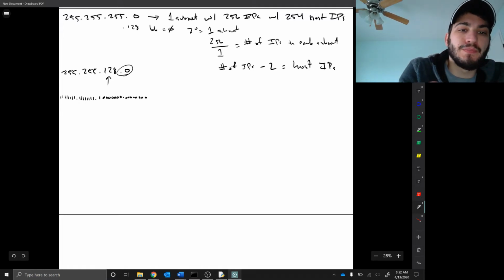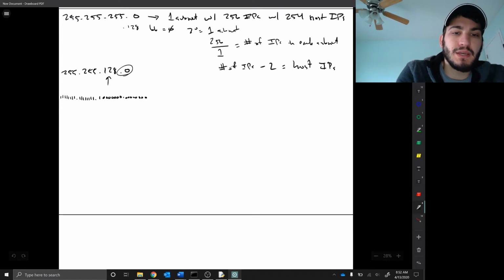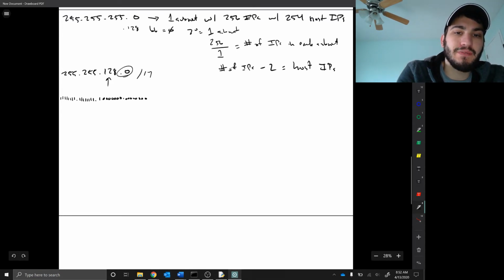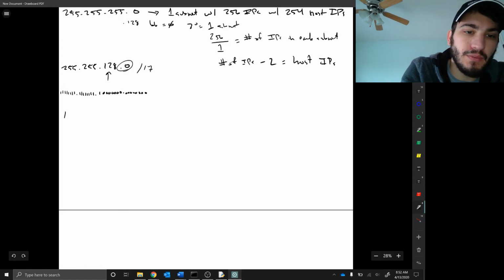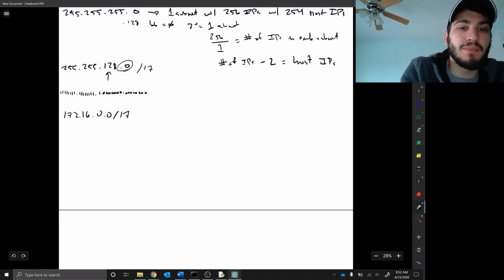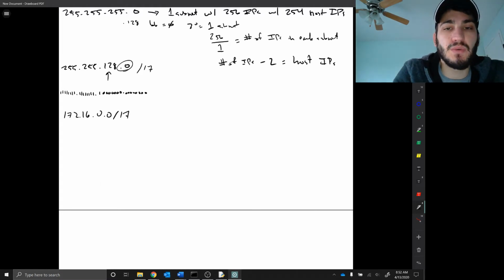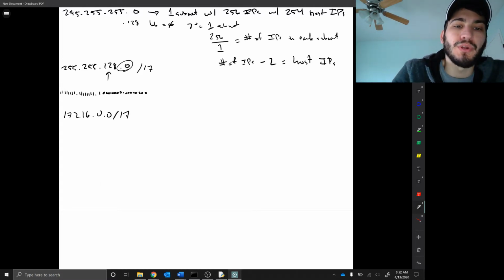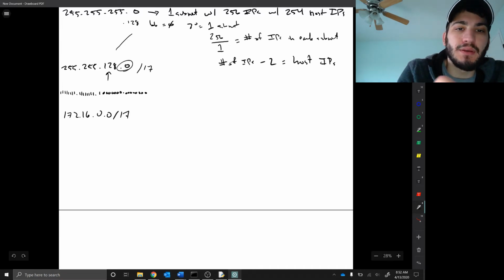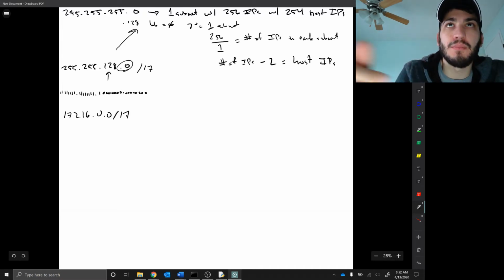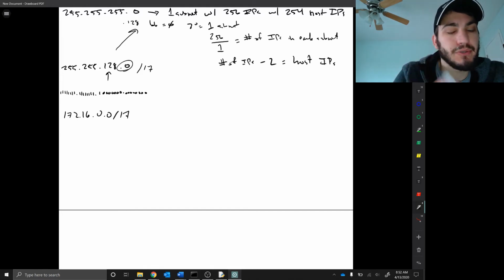Okay, so this right here is a /17 in CIDR notation. So we have like 172.16.0.0/17. So that's a subnet mask of 255.255.128.0. We're going to do the exact same thing we did up here, and then the number of IPs per subnet are increased by a multiple of 256. How does that work? I'll show you.